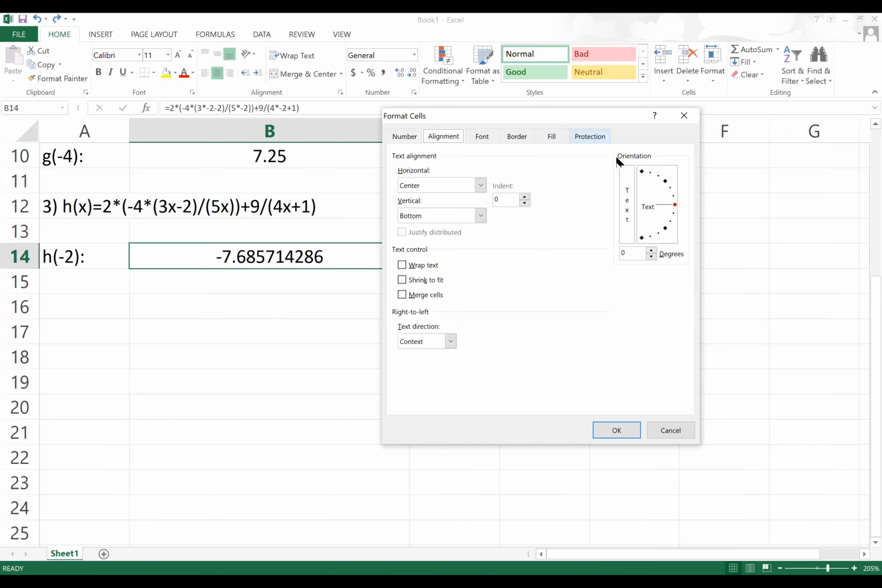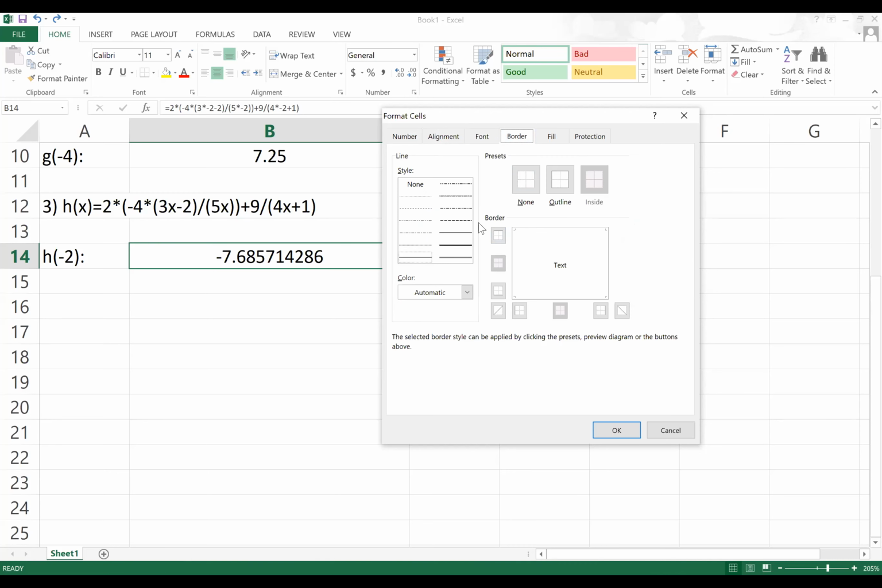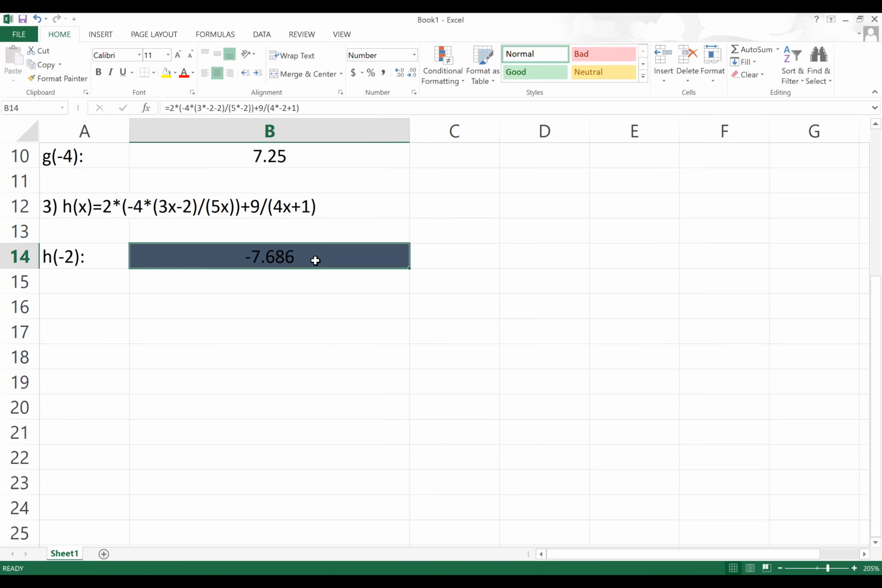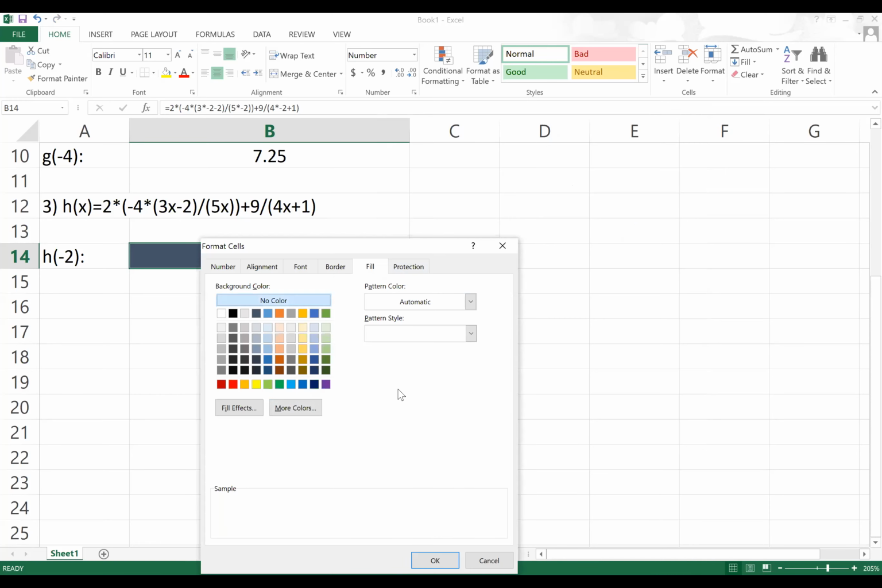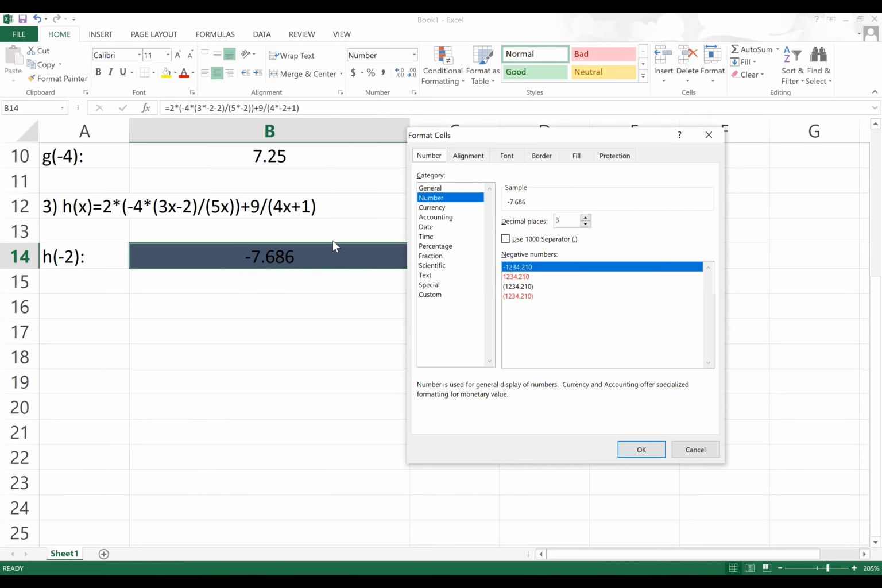And also you can change alignment of this, right? You can change alignment to that. A lot of things you could format here. You can change the font size, font style, different things. You can change border style. And also fill in different colors, right? You can fill in different colors here. So there are a lot of things you could do here about changing the settings or formatting the particular cell, or formatting the entire column, something like that.